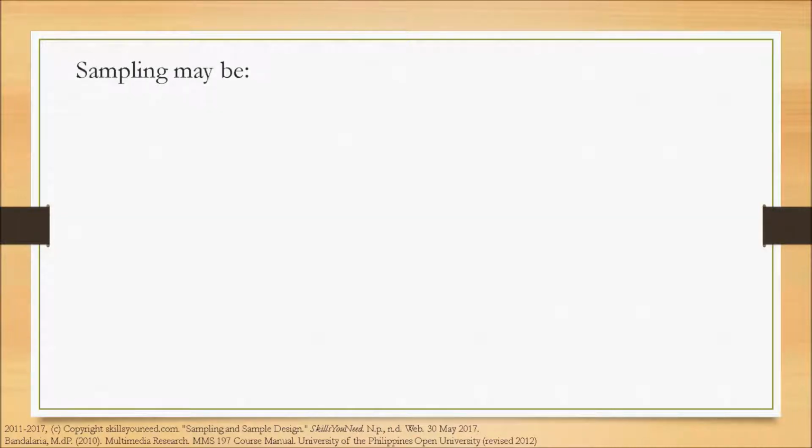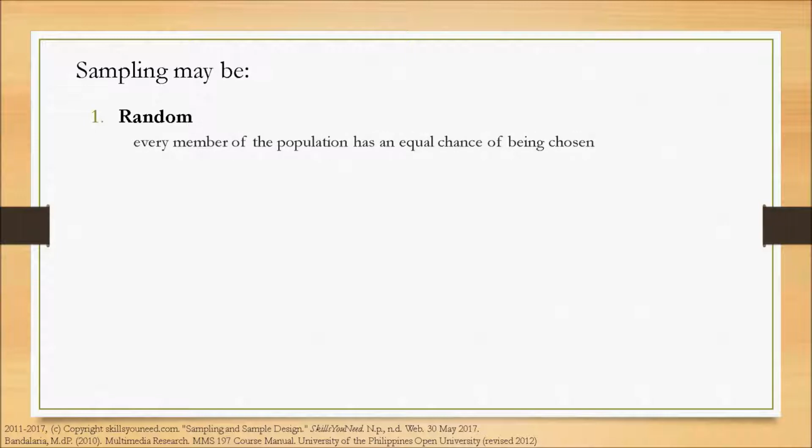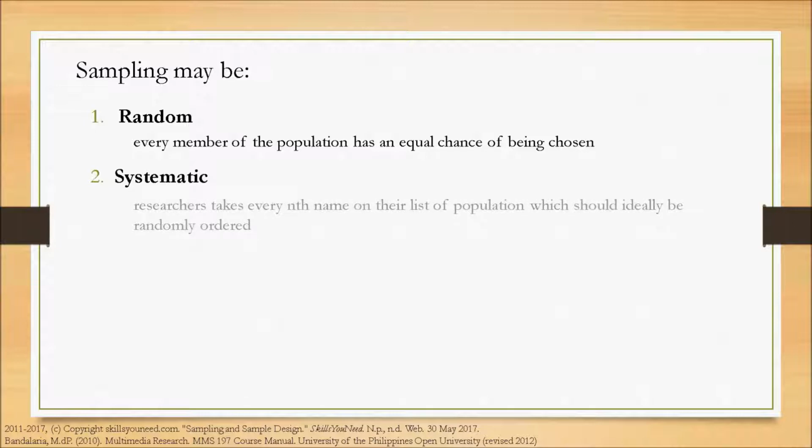Sampling may be random. Every member of the population has an equal chance of being chosen. Systematic. Researchers take every nth name on their list of the population, which should ideally be randomly ordered. Refinements of both systematic and random.